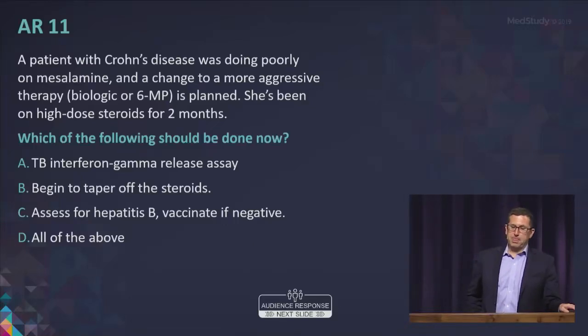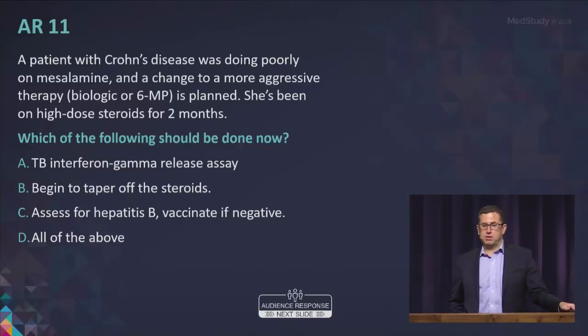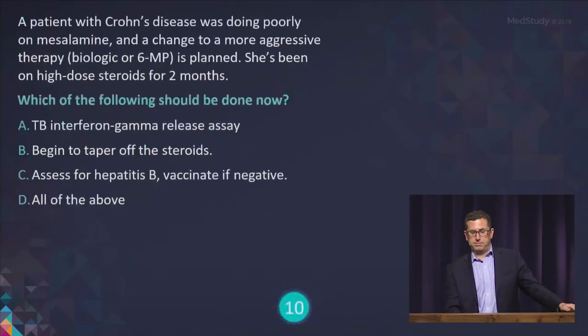Question number 11. A patient with Crohn's disease was doing poorly on mesalamine, and a change to a more aggressive therapy, biologic or 6-MP, is planned. She's been on high-dose steroids for 2 months. Which of the following should be done now? A, TB test; B, begin to taper off steroids; C, assess for hepatitis B, vaccinate if negative; D, all of the above.